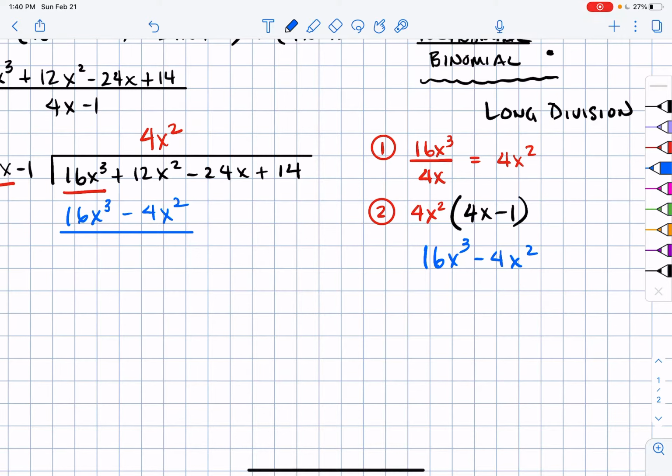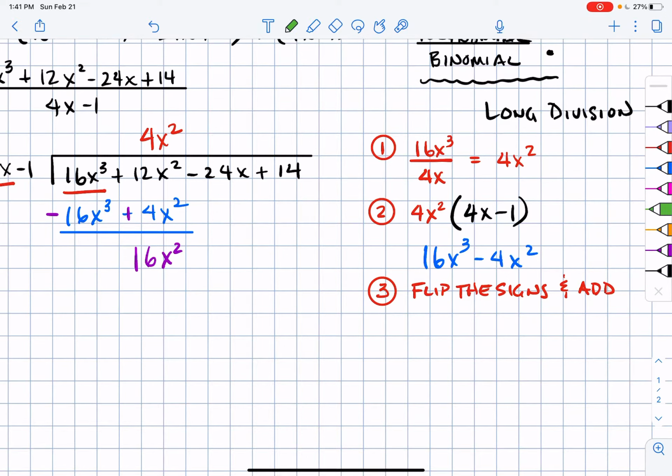Okay, so now step 3 is flip the signs and add. So let's go ahead and flip the sign. Positive 16x to the third now becomes a negative 16x to the third. The negative 4x squared now becomes a positive 4x squared. Now I'm going to add: 16x to the third minus 16x to the third goes to 0. I've got 12x squared plus 4x squared, so I get 16x squared.